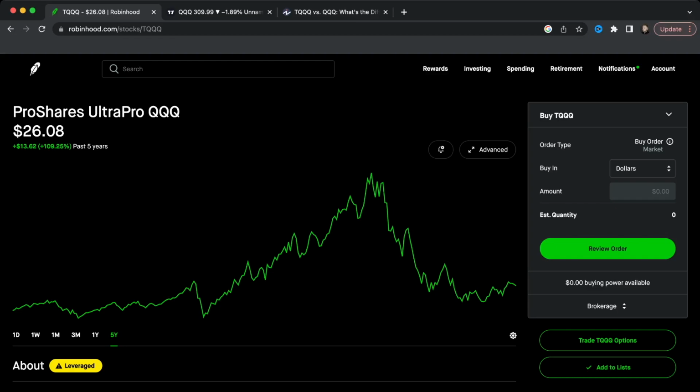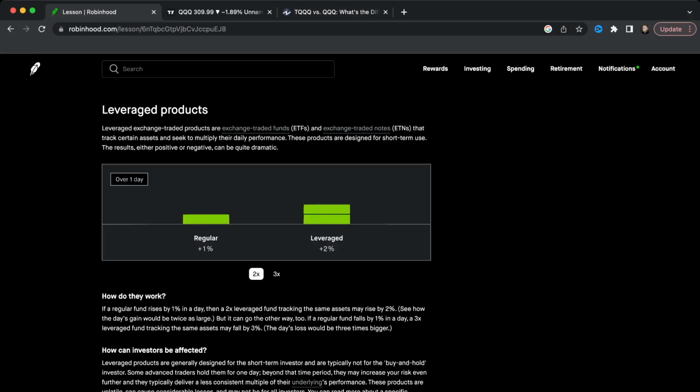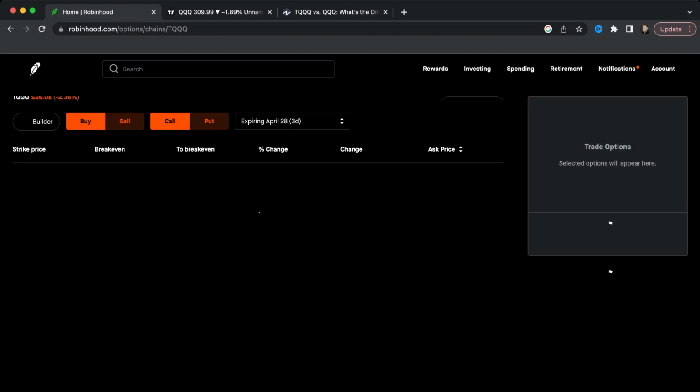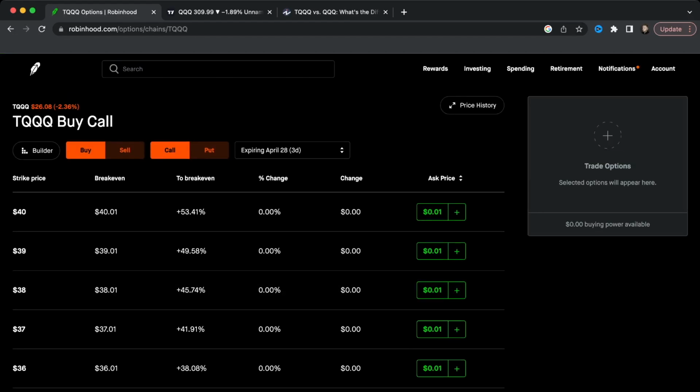So TQQQ, why would we ever do this? Because it's leveraged. Look, it says in yellow down here, leverage. It's going to take us to a disclaimer here: 2 times, 3 times. The good thing is, I'm going to show you how we can trade this, and you can either own 100 shares and just write covered calls, which is selling an option. So we're going to jump right in and do what I do. And again, this is on Robinhood.